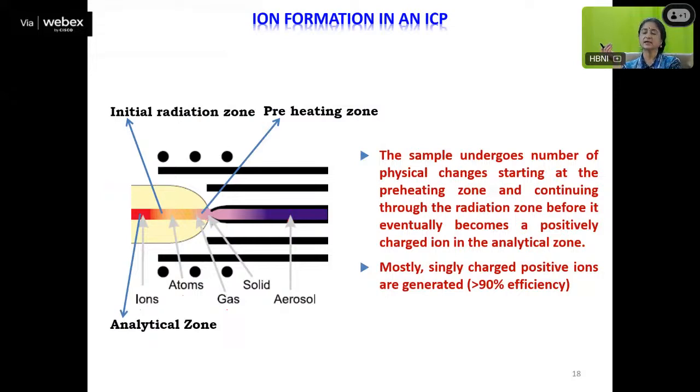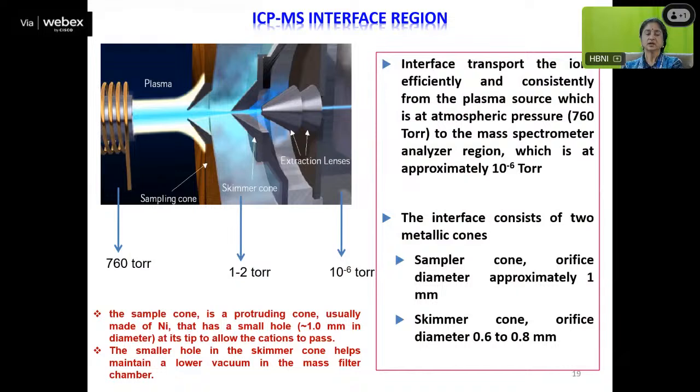And mostly singly charged positive ions are generated in this case, which then enter into the mass spectrometer, and there they will be separated by their mass to charge ratio. So now this is the interface zone which has been shown here. You can see this is the interface. Now this is your plasma and this is the RF coil. This is the plasma, and it is overlapping on the interface zone.